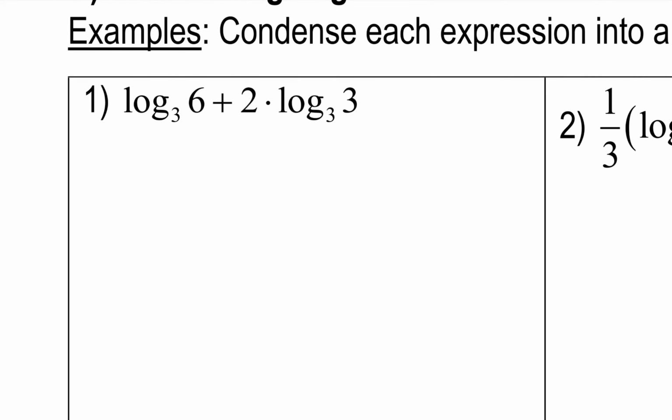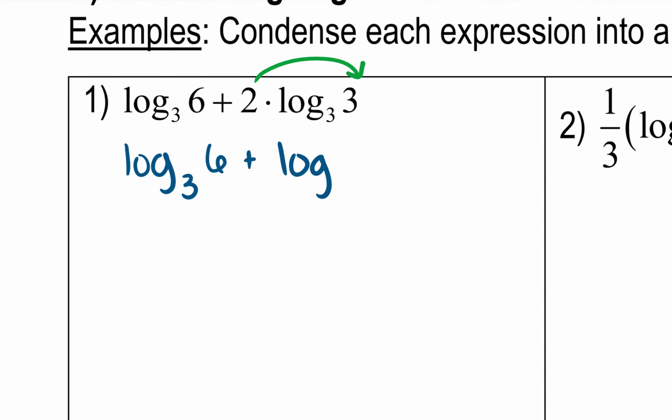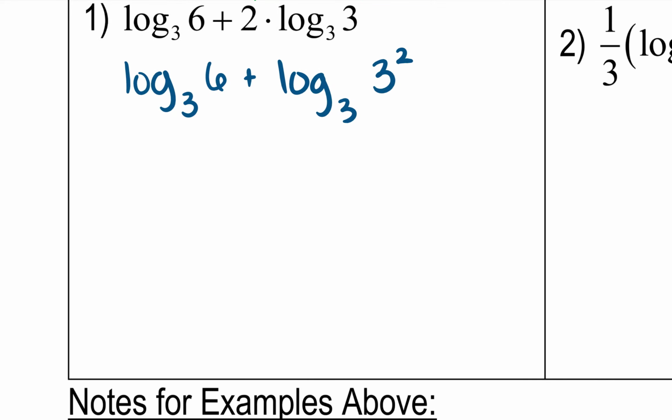Okay, so I have this 2 in the front. That 2 will come up here and become the exponent for 3. So I would have log base 3 of 6 plus log base 3 of 3 squared. Now, I can do the 3 squared now or I can do it later. It really doesn't matter the order from here. I'm going to go ahead and condense them.